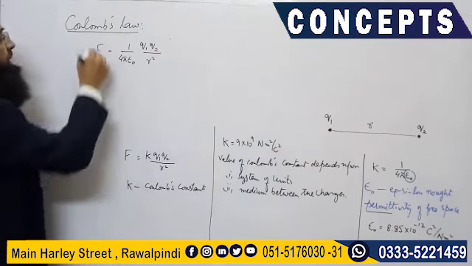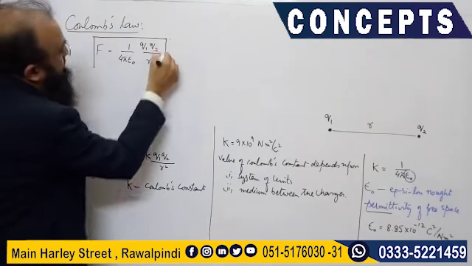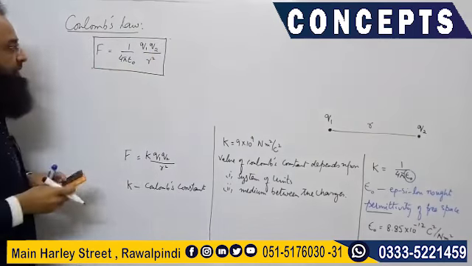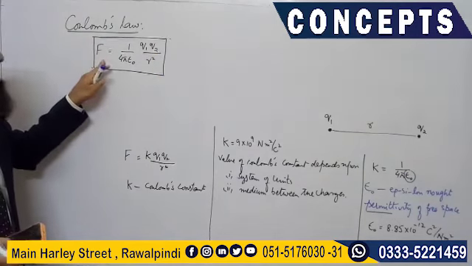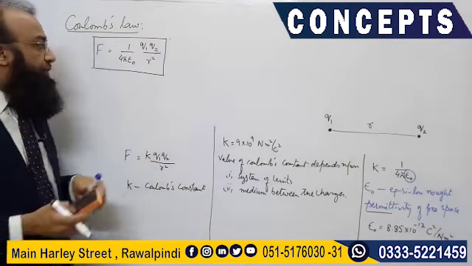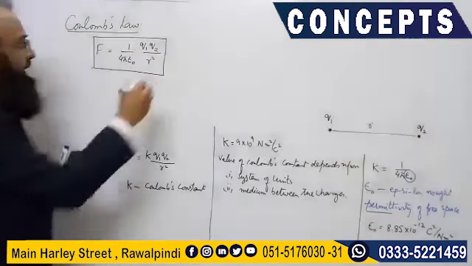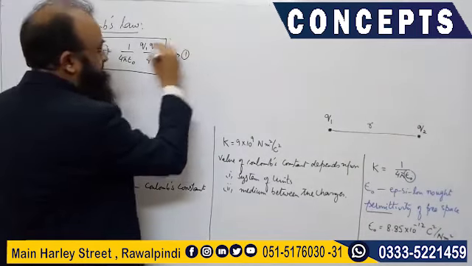This is the Coulomb's force. This is the formula for the electrostatic force between the two point charges: 1 over 4 pi epsilon naught, Q1, Q2 over R square. Let me call this equation 1.